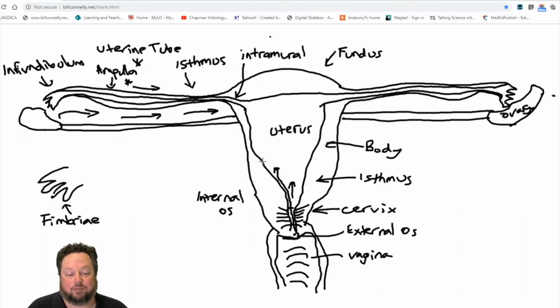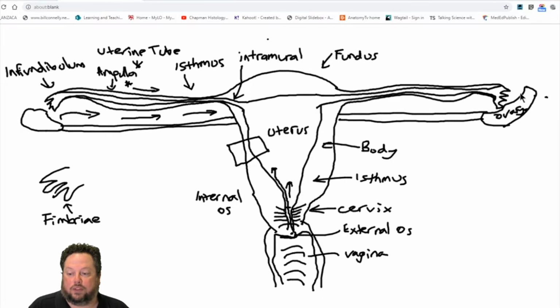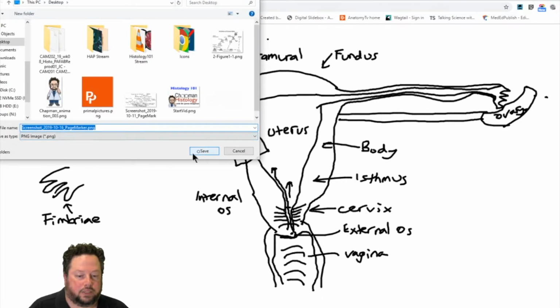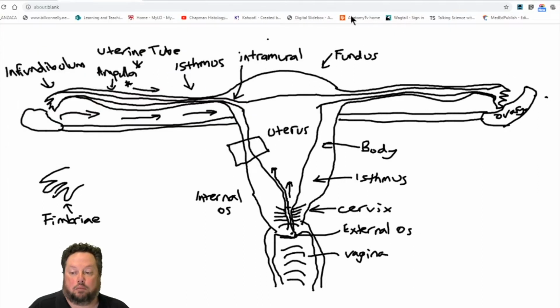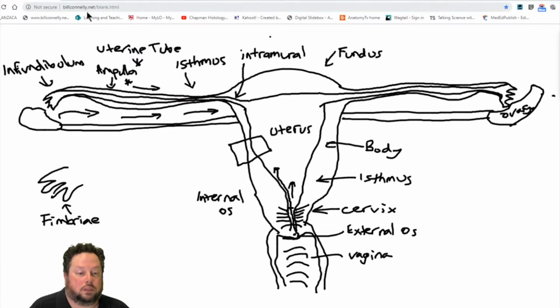All right, so we're going to have a look at the structure of the uterus and how it changes during the normal menstrual cycle. So I might just quickly save this one in case we need to come back to it. But let me close that.